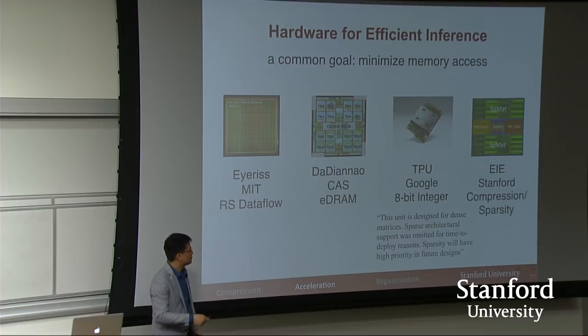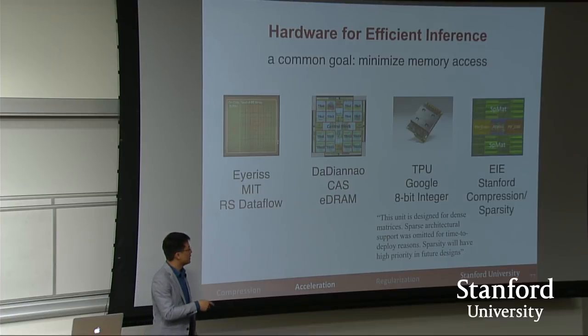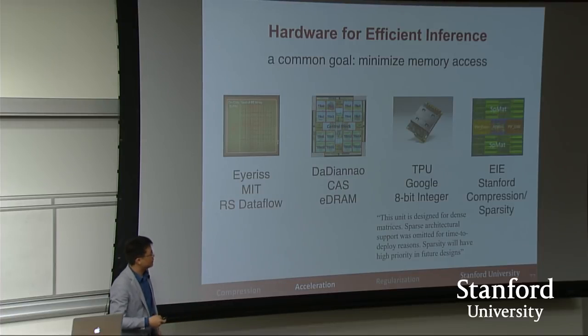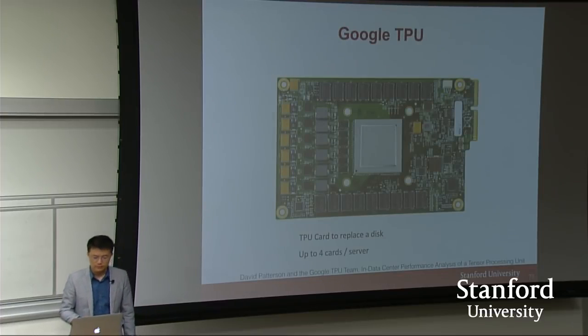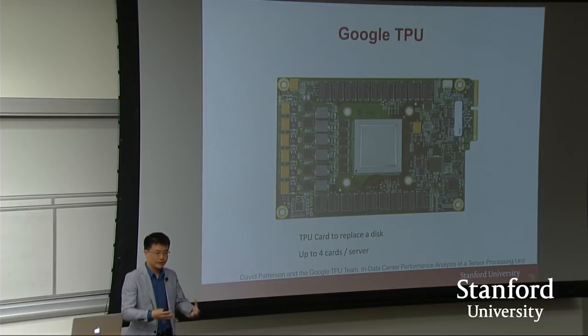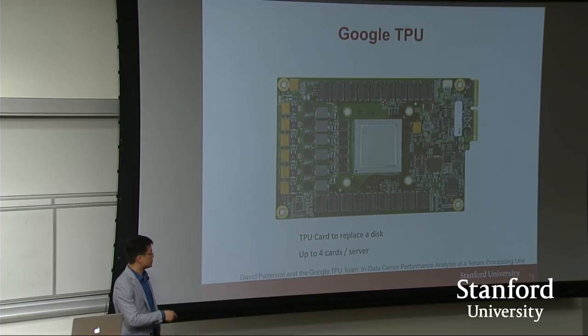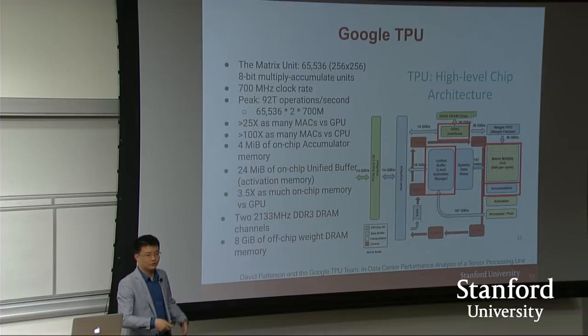So the TPU from Google is using 8-bit integer to represent the numbers. And at Stanford, I proposed the EIE architecture that supports those compressed and sparse deep neural network inference. So this is what the TPU looks like. It can actually be put into the disk drive slot, up to 4 cards per server.